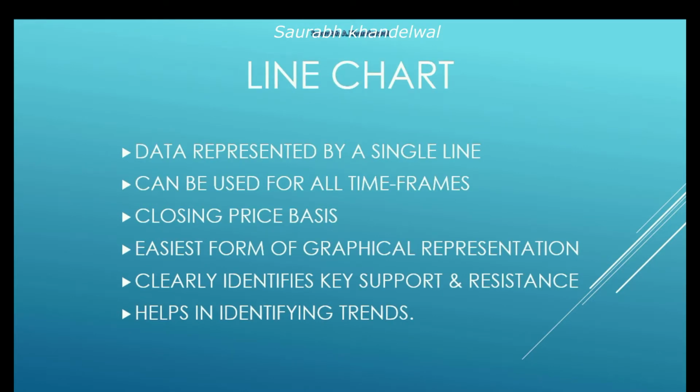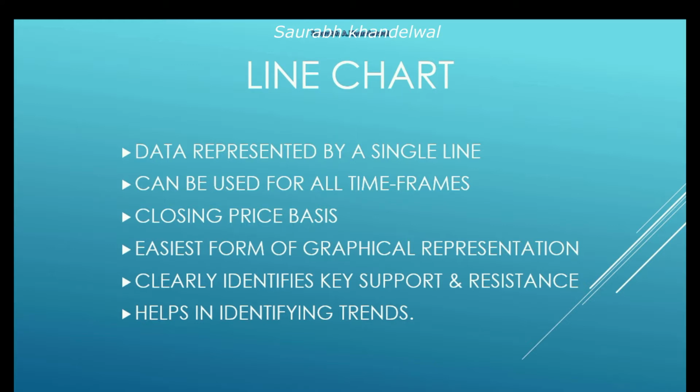What is a line chart? So line chart is basically a data represented by a single line. It can be used on all time frames. So a line chart can show us a weekly time frame, a daily time frame, even a monthly time frame, or even smaller time frames for intraday trading. The basis of line is closing price of that stock. So every day the closing price of the stock will be plotted on the chart, and so on, the line will move on. And so is the case when we see a weekly line chart, the closing price of the week, and same condition is for monthly line chart, when the closing price of the monthly of that stock will be plotted on the chart.